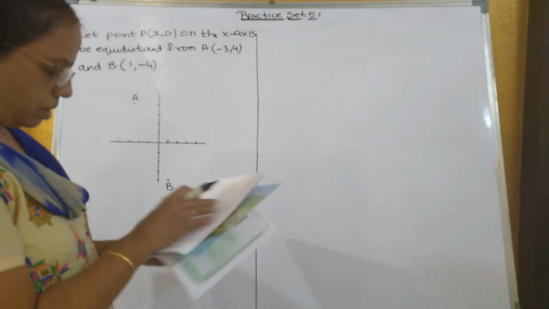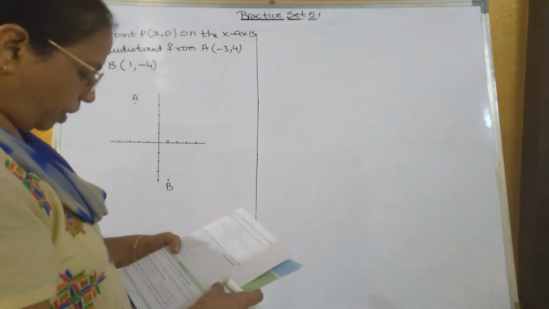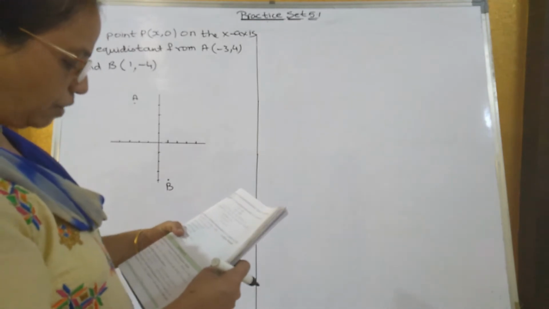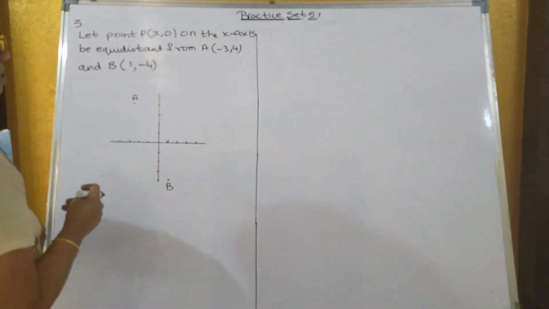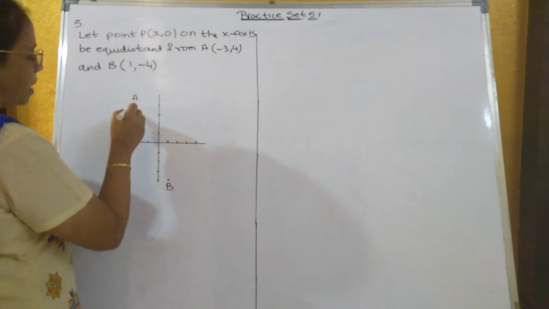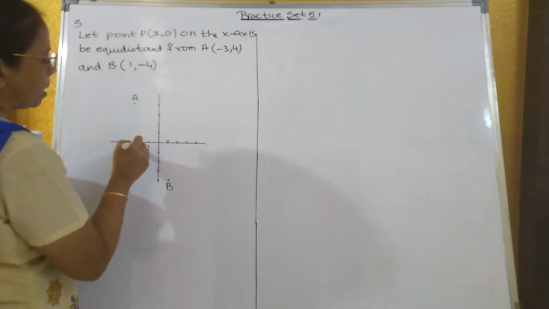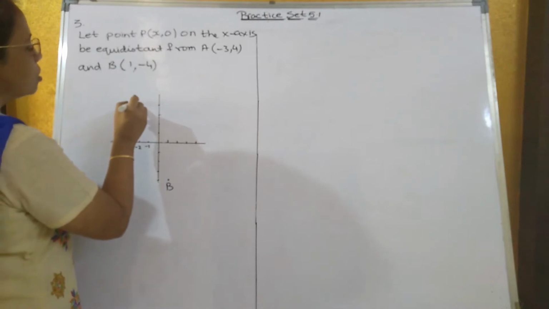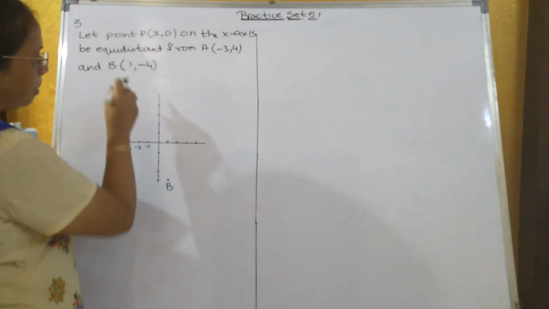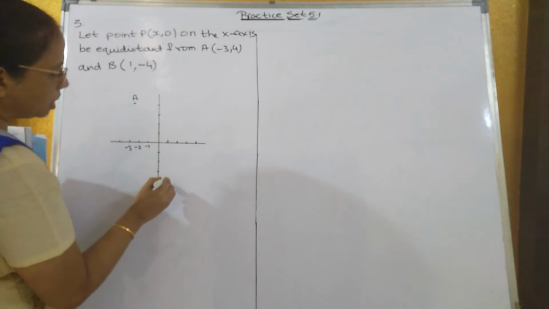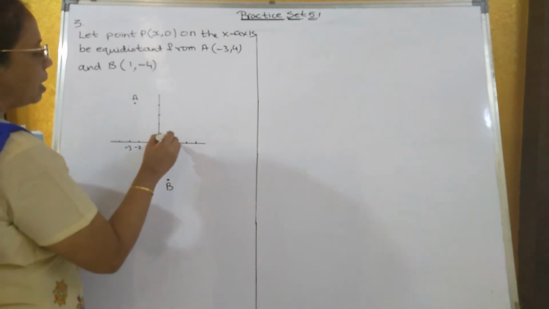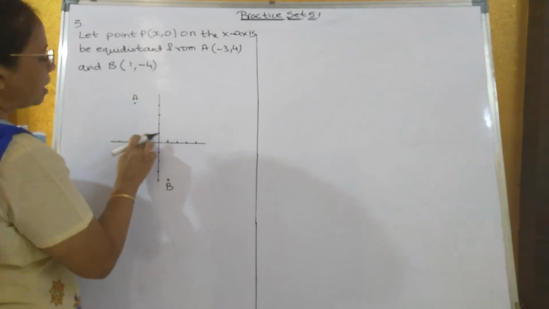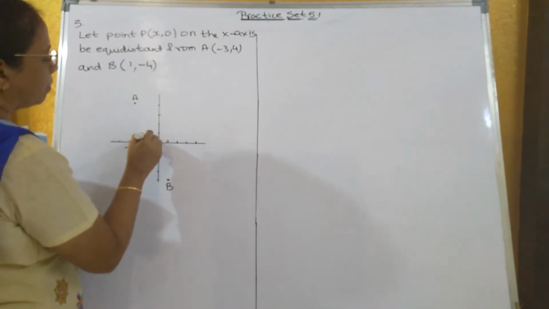Now the third sum: find the point on the x-axis which is equidistant from A(-3, 4) and B(1, -4). Let us consider A here: this is -1, -2, -3, so A is (-3, 4), and point B is (1, -4). So it will come over here somewhere, and P, supposing it's somewhere over here, they have said P is a point on the x-axis.